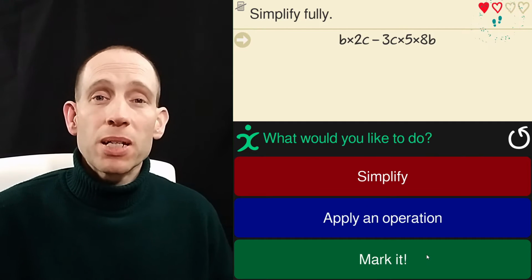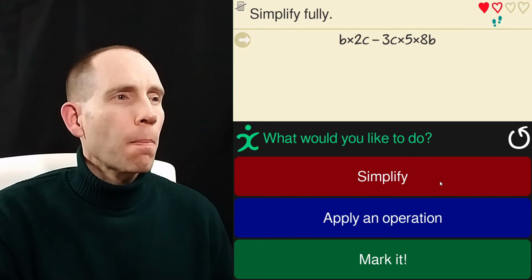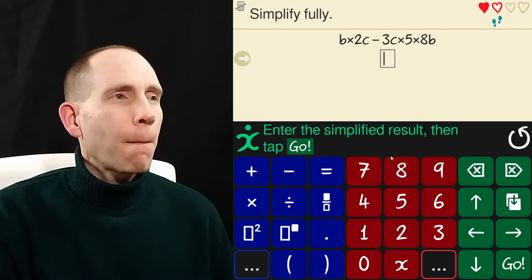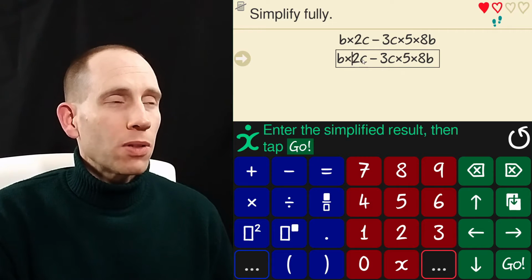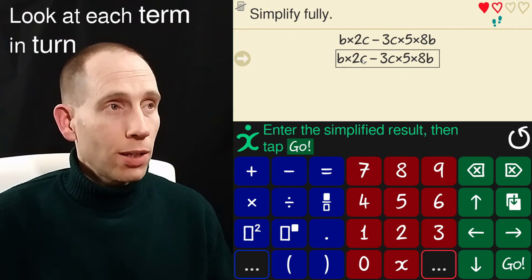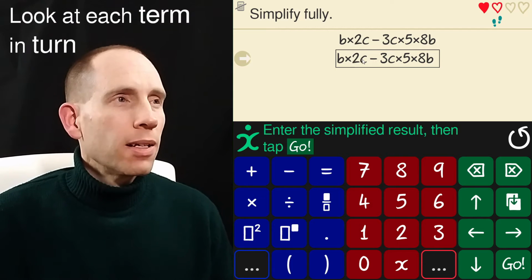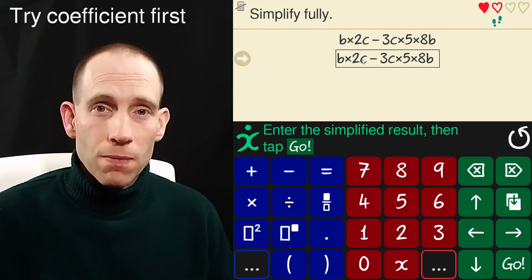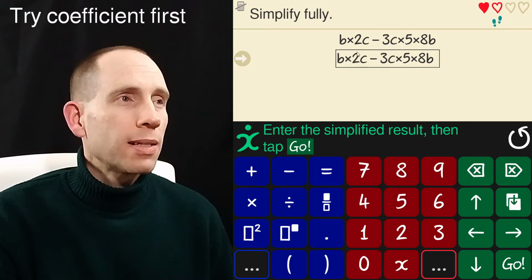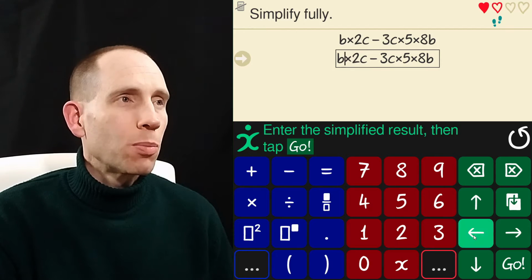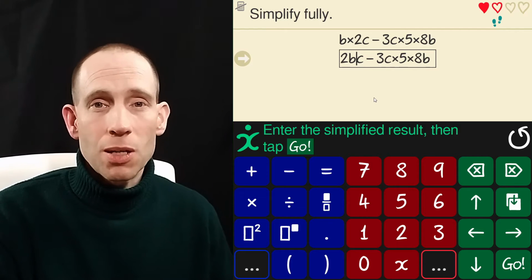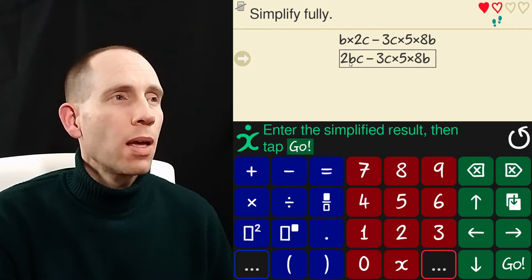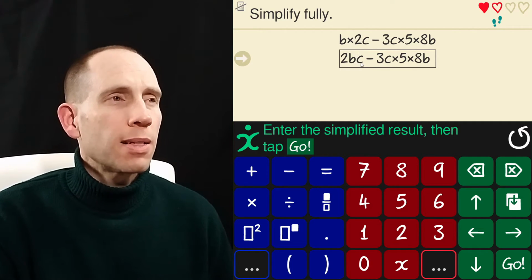Right, so now we're into step check mode, so I'm going to have to do some of these myself. So let's simplify. Right, what have we got here then? Let's paste it in and try simplifying it. So this first term, I'm going to look at each term in turn. I'm going to look for the coefficient of each term first, and try and simplify that. So this term, I've got a coefficient of 2, so I'm going to put that at the front of the term, and it's a plus 2, but it's the first term in the sum, so that plus stays invisible. And then I've got a b and a c, nothing to simplify there.